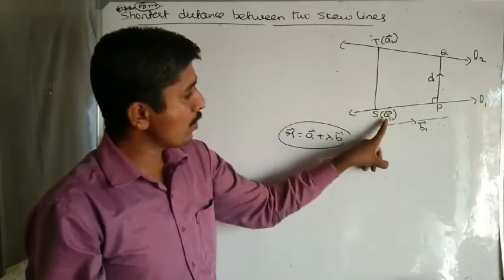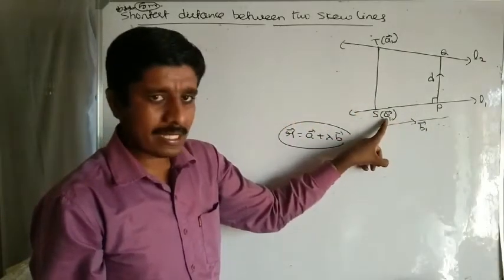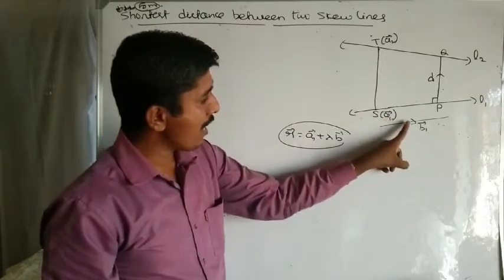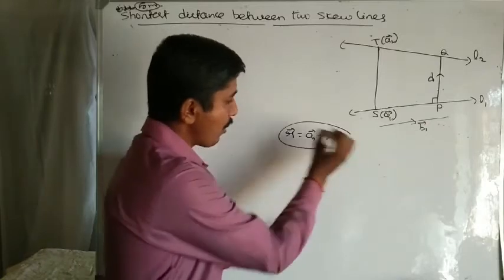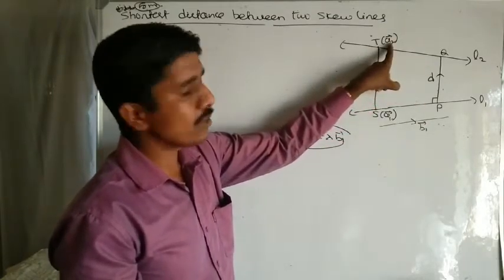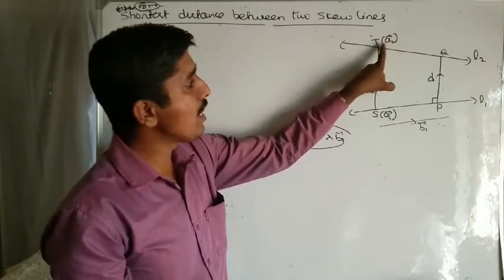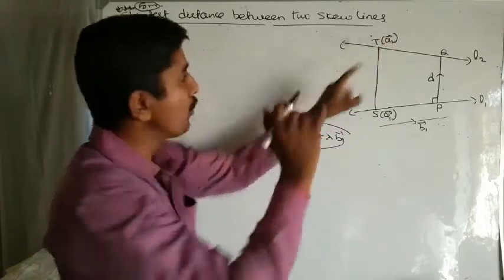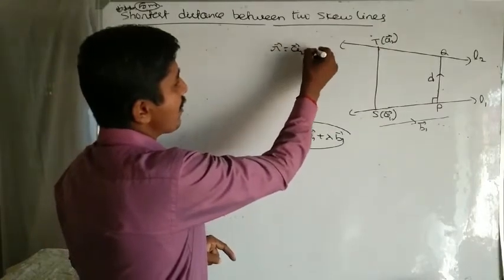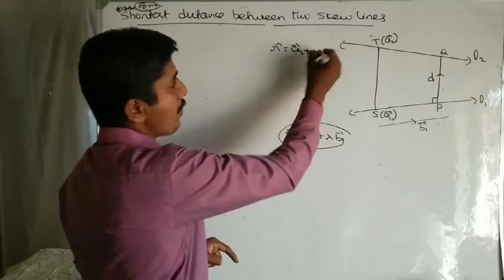This line passes through the point A1, whose position vector is A1, and is parallel to vector B1: lambda times vector B1. And this line passes through the point T, whose position vector is A2: vector R equals vector A2 plus a scalar, mu.